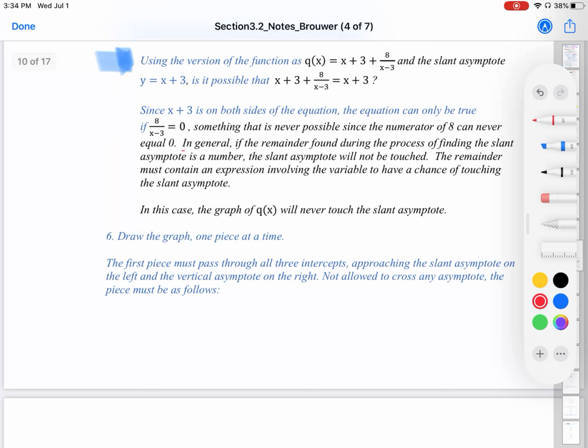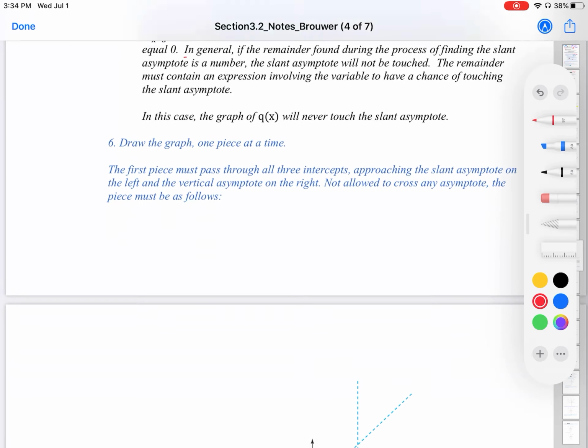In general, if the remainder found during the process of finding the slant asymptote is a number, the slant asymptote will not be touched. The remainder must contain an expression involving the variable to have a chance of touching the slant asymptote. In this case, the graph q of x will never touch the slant asymptote.